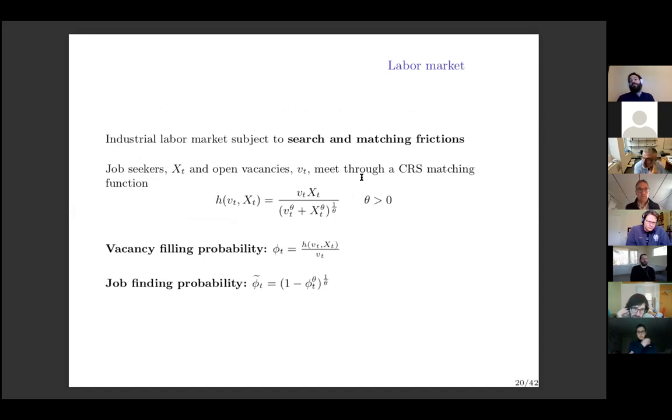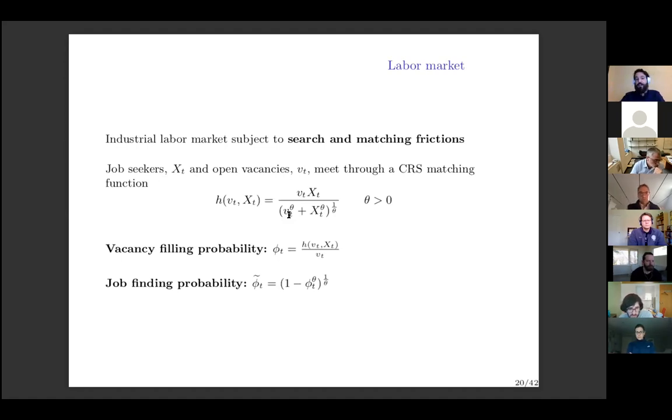The labor market is subject to search and matching frictions. This means that firms operating in the industrial sector have to post vacancies to attract workers, and workers have to search to become employed. Job seekers and open vacancies meet through a cost-and-return matching function, which takes this particular functional form and is governed by an elasticity theta that basically governs the rate at which vacancies get filled.